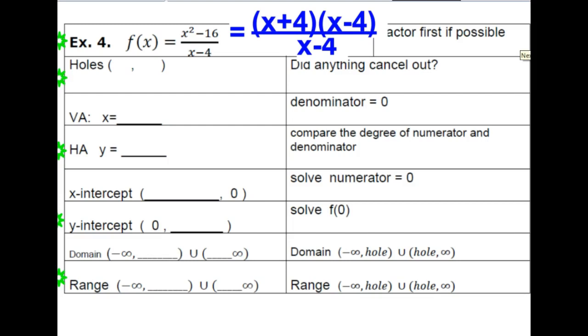So, please look at example number 4. What did you do first? Did you factor correctly? What do you do next? Cancel. Where something cancels out. What cancels out? Where something cancels out of the denominator, that's where there's a hole in the graph. Where is there a hole in the graph?